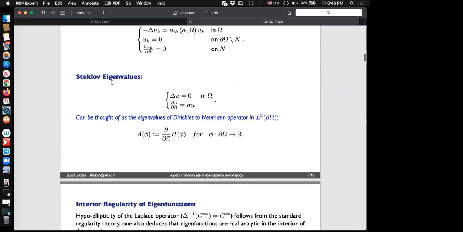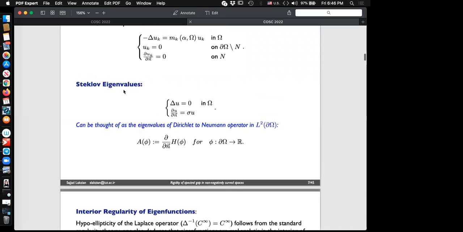Maybe Steklov eigenvalues are less usual to see or to work with. These eigenvalues actually have lots of applications in free boundary minimal surfaces, where the works of Fraser and Schoen studied free boundary minimal surfaces within a ball.